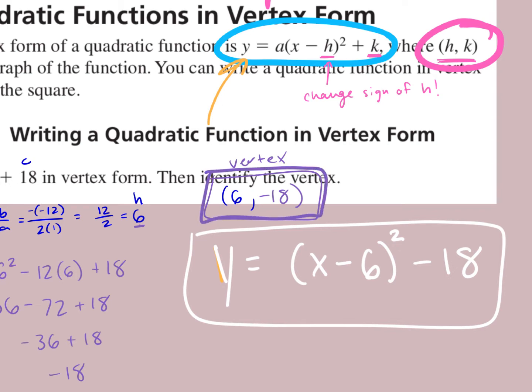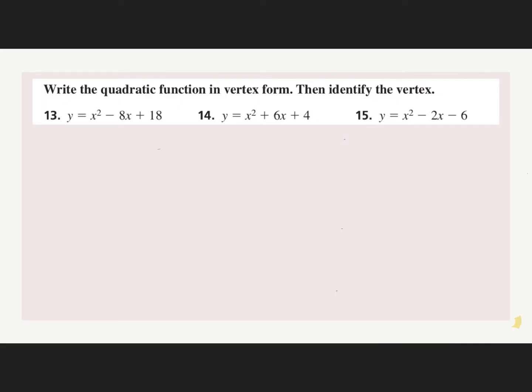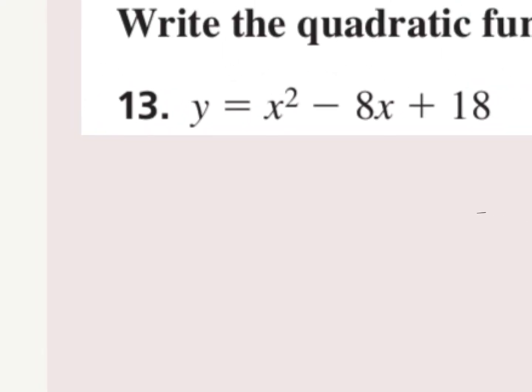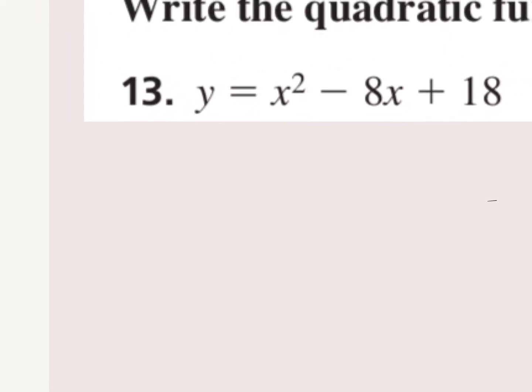So notice how in vertex form it is x minus 6, even though it's a positive 6 for my vertex, because you always change the sign of the h. So let's take a look at 13. I need to first identify my vertex, and then I can just plug it into my vertex form. To find the h in my vertex, that formula is negative b over 2a. What's my a? 1. What's my b? And what's c? 18. Perfect. So let's plug it in.